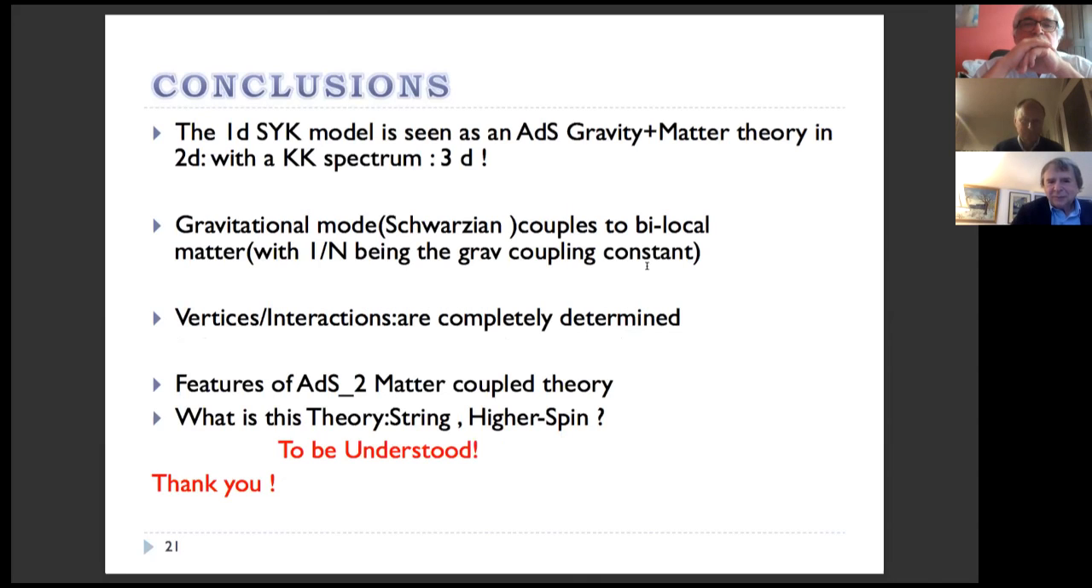It obviously is a promising model, an exact quantum model for gravity, but we don't really know what it is. Is it a string? Is it higher spin? Well, a very, very open, interesting question.